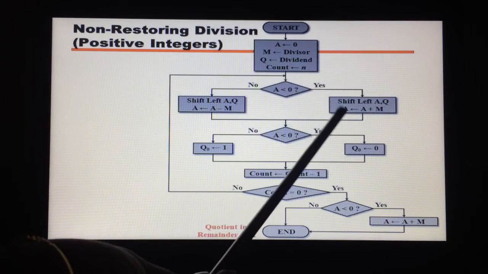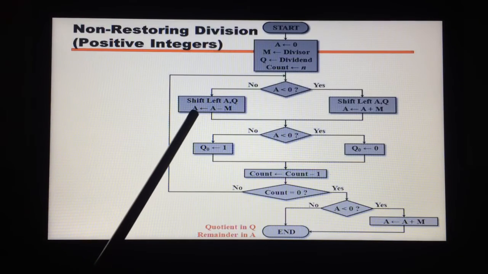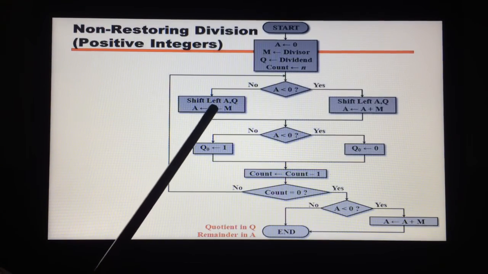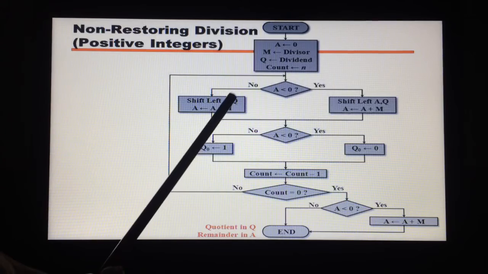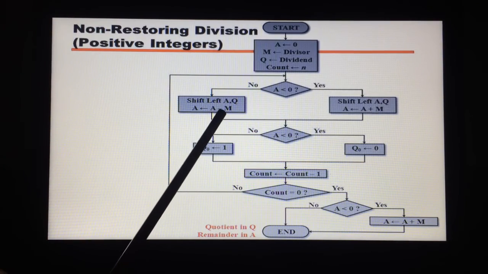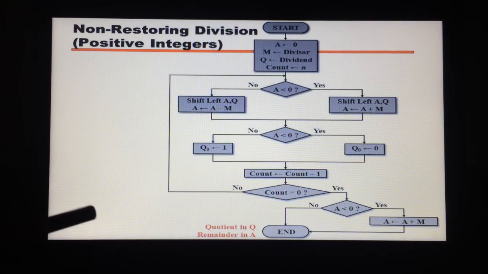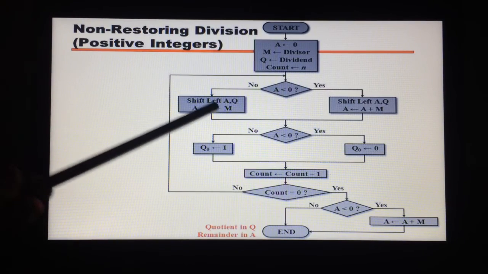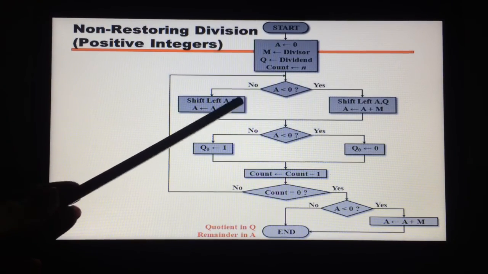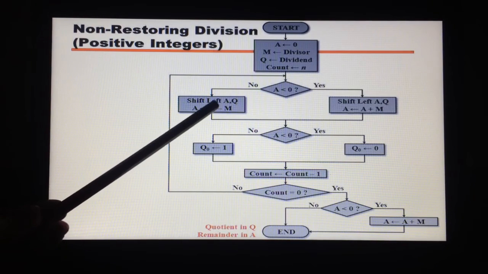the divisor to the accumulator, and here we have the opposite part, that is accumulator minus divisor. Whenever you perform a minus operation, we have to find the 2's complement of the M value beforehand, and add that to the accumulator.